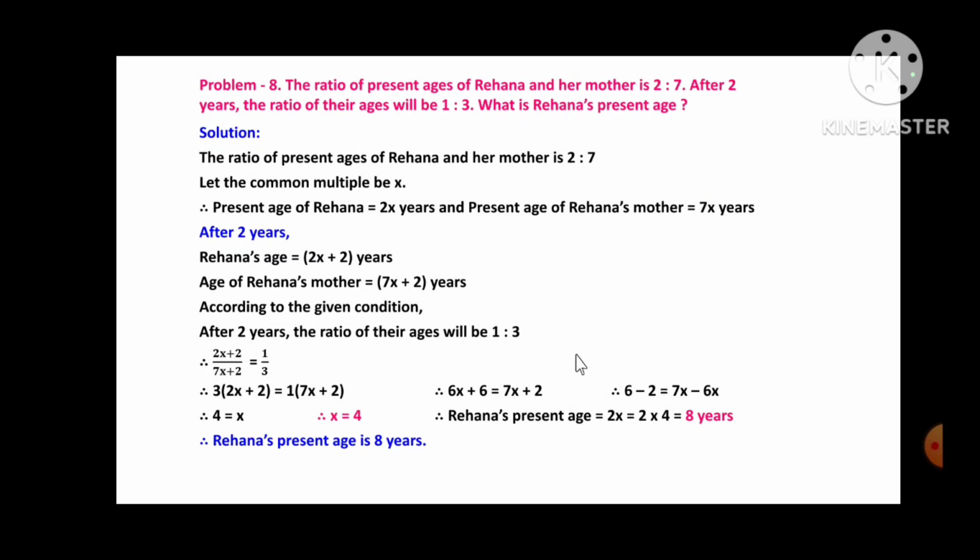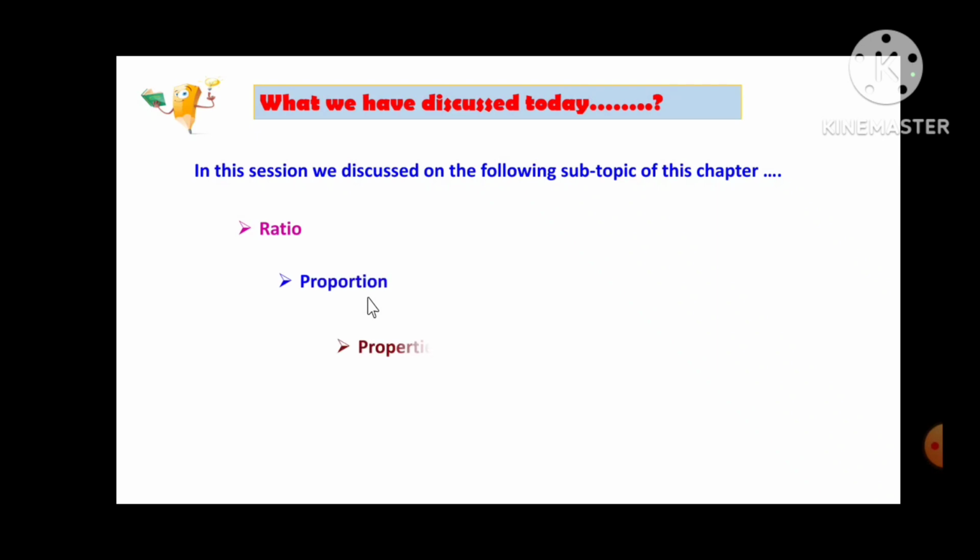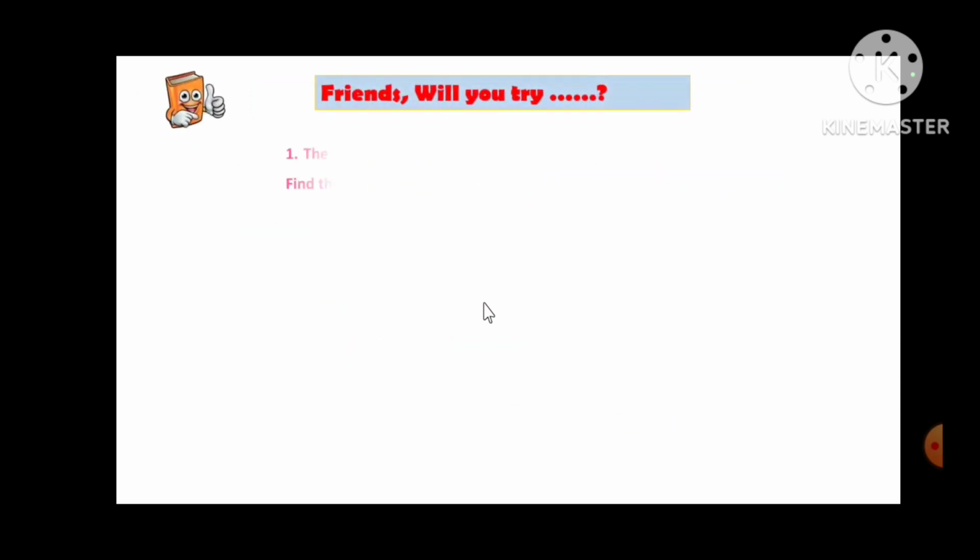So friends, these are the problems which are easy. Try again and again. What we have discussed today in this session is ratio, proportion, properties of these ratios and problems from practice set 4.1. So friends, will you try these problems?